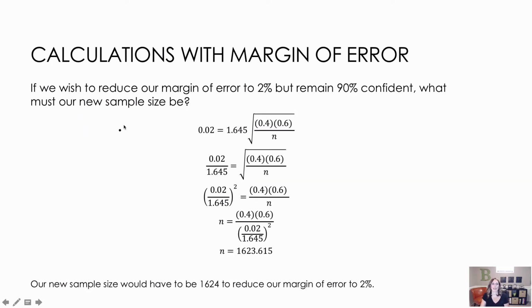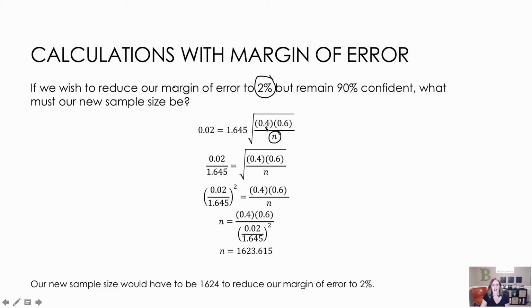This is the kind of question you get all the time. So now here's what our margin of error used to be, and now we want to reduce it to some certain number, or reduce it by half, or whatever. But we still want to remain 90% confident. Now it's, what must our new sample size be? So now we're solving for n.